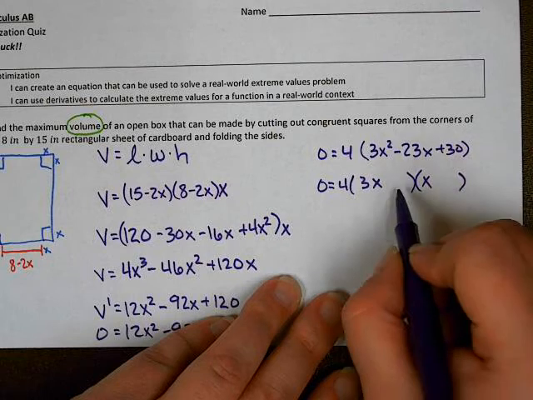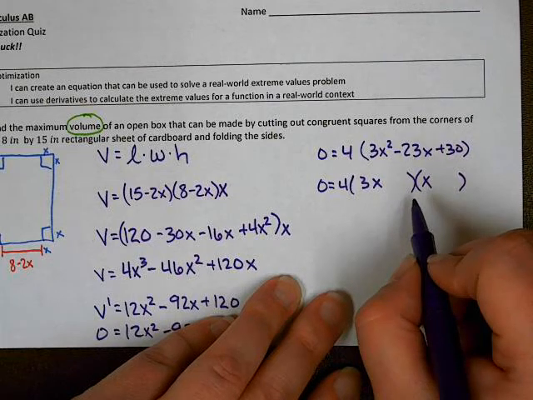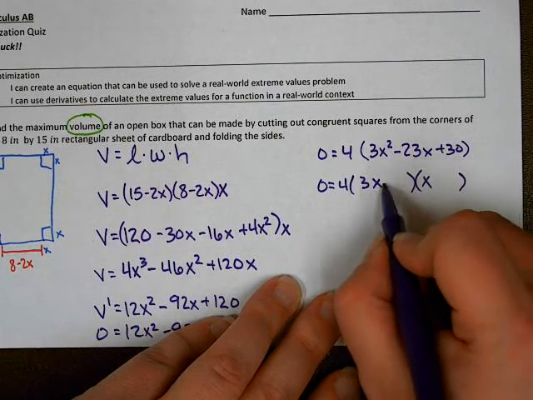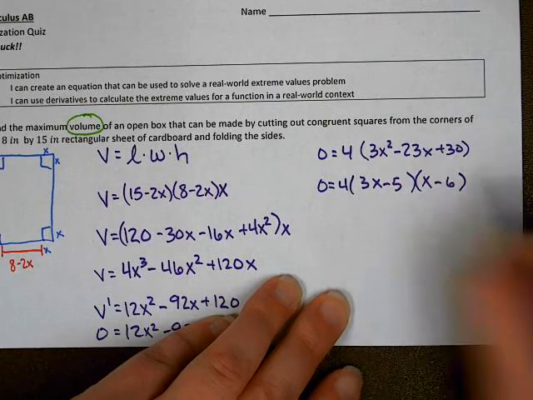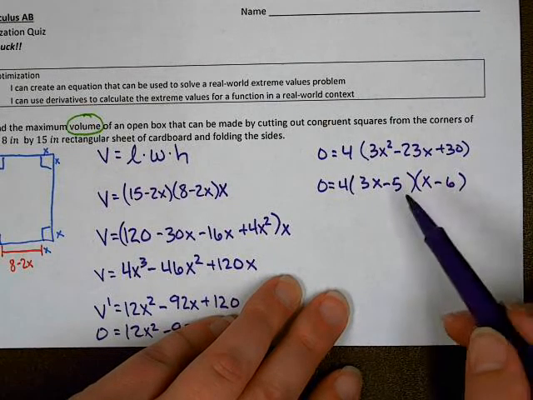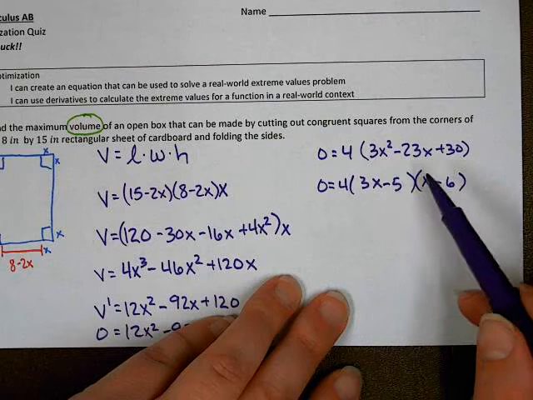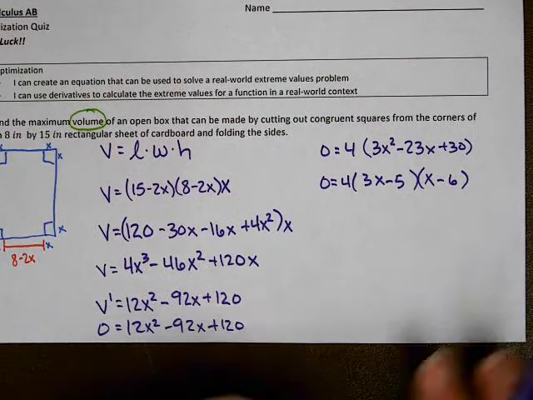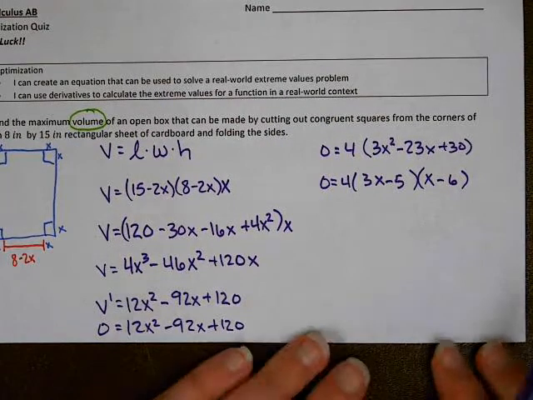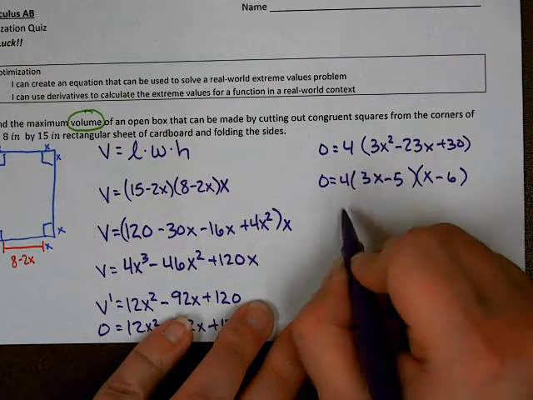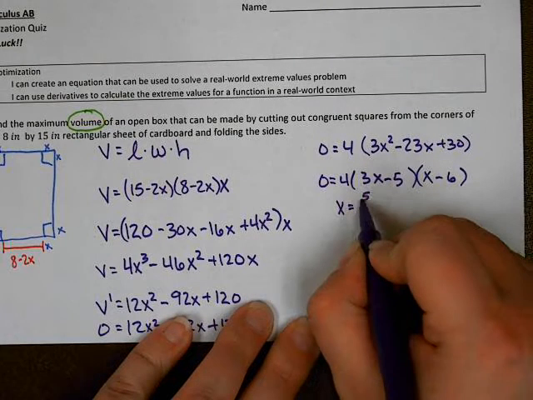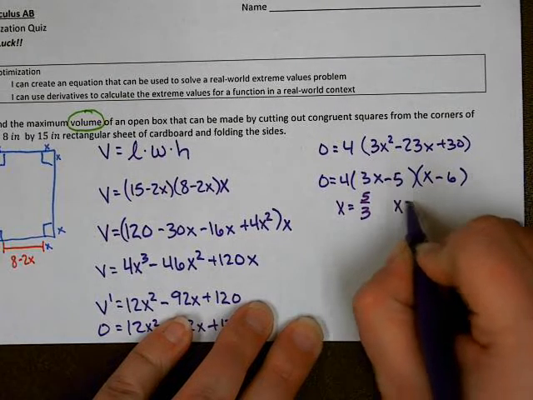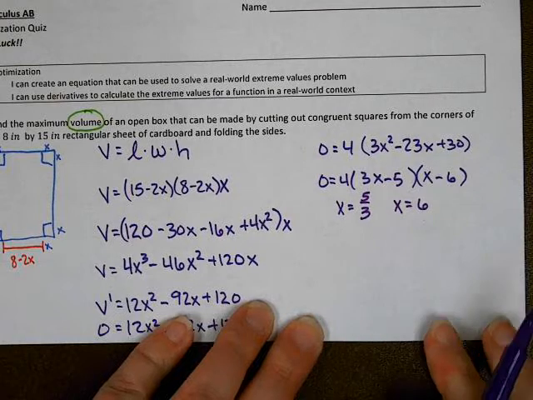Oh, I just lost my train of thought. Sorry. This is my minus 5, this is my minus 6. Right? Negative 18 minus 5 is negative 23. Okay, we're good. Whew. So if I set these equal to 0, then I get that x is equal to 5/3 and that x is equal to 6. So I got two answers here.